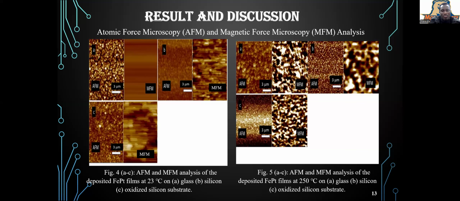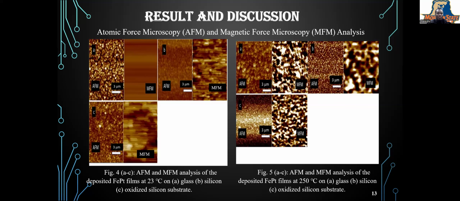However, when we increase the growth temperature to 250 degrees Celsius, you could see the magnetic domains present on glass substrate, silicon substrate and oxidized silicon substrate. However, for this silicon substrate, you could see the weak structure of brown and white contrast and black also, which shows there's a kind of interaction between the deposited film and the substrate itself.